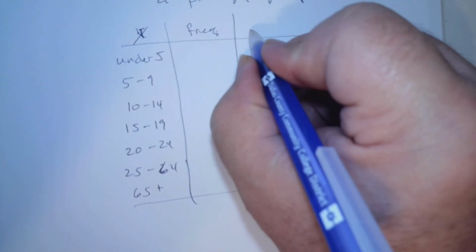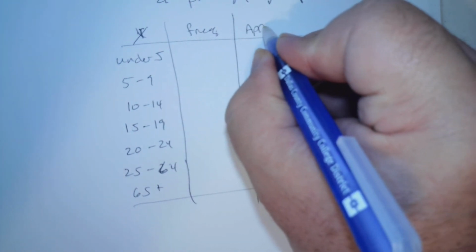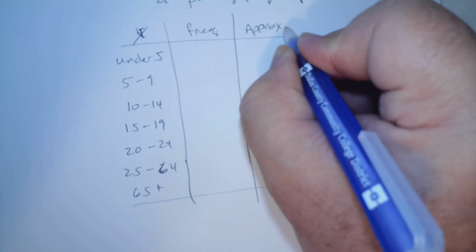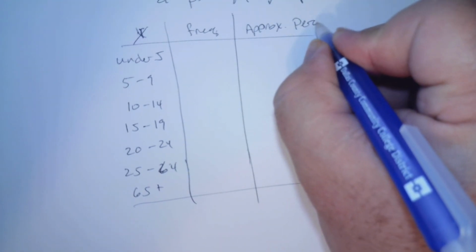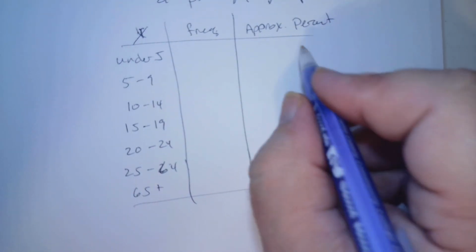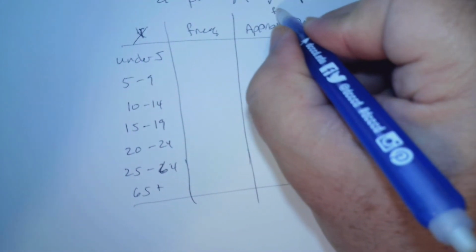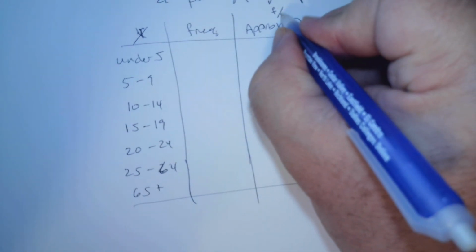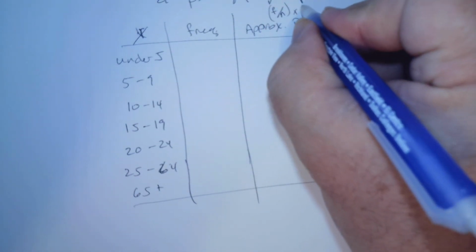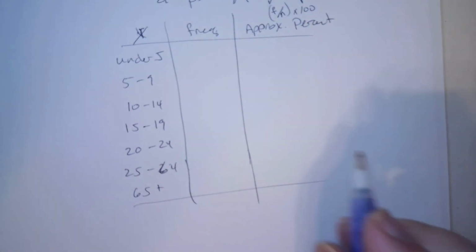Okay, so this one here, I didn't get the data, the frequency. So, approximate percent. Remember, it's the frequency divided by the total times 100.